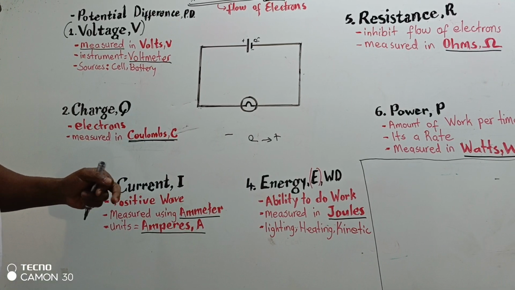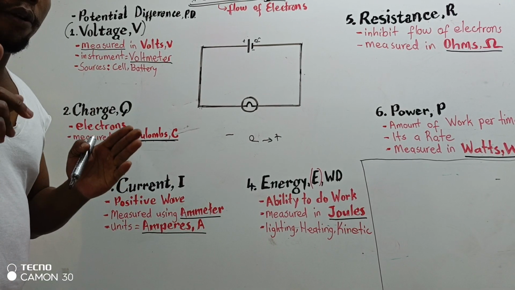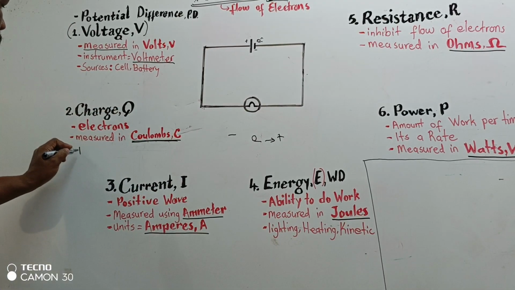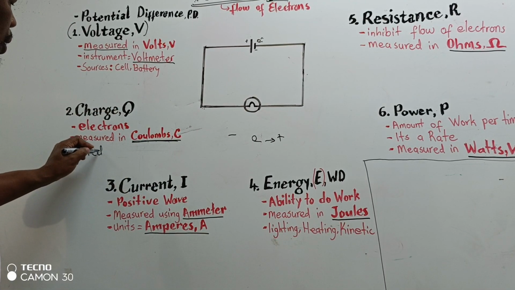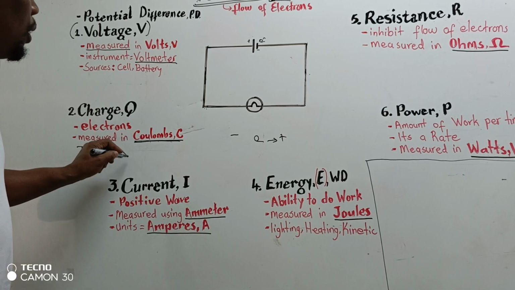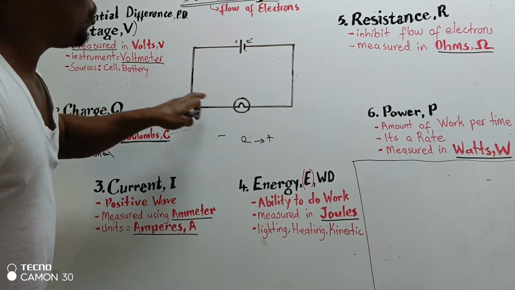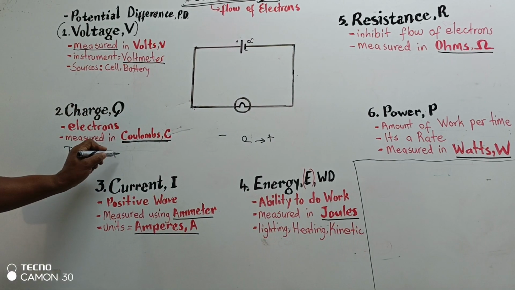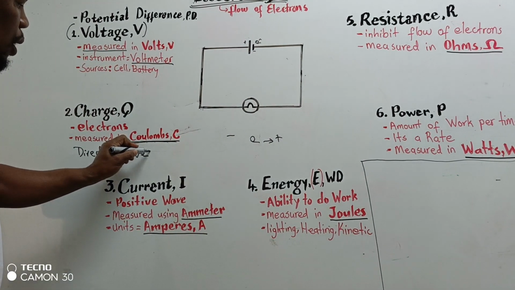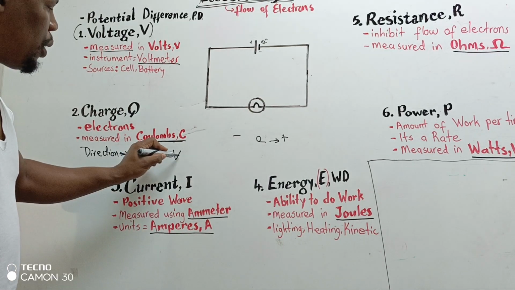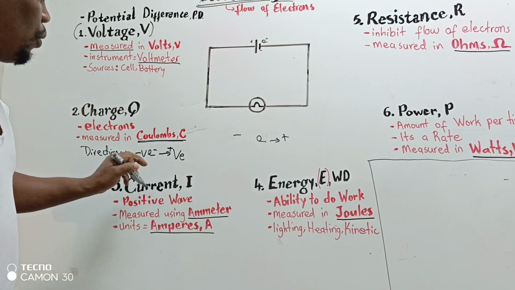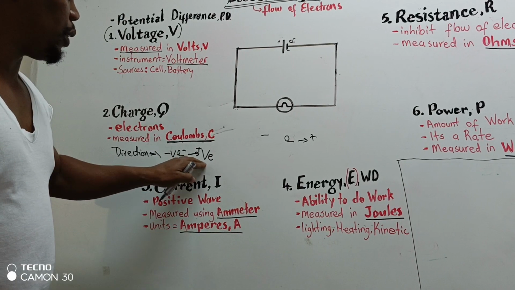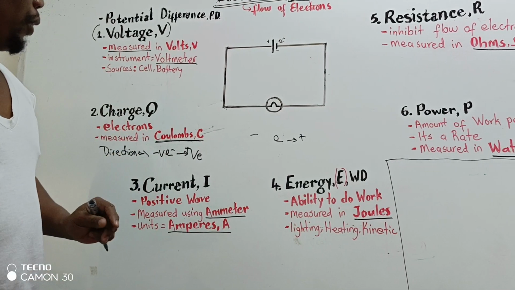The other thing important to examine is in which direction charge flows. Charge flows from negative to positive. Electrons flow from negative to positive. So don't forget, it flows from negative to positive, right? I'll be happy if you don't forget that one.